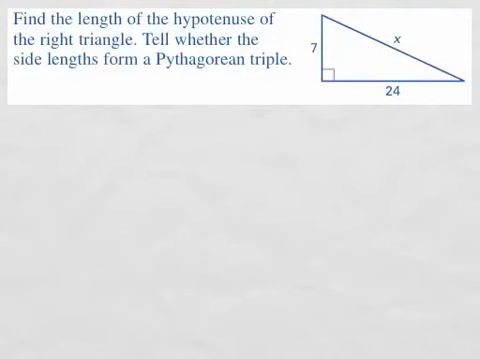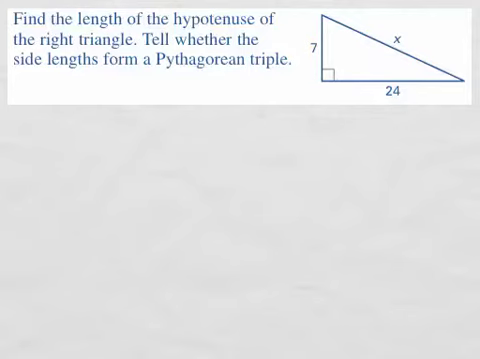This first example says, find the length of the hypotenuse of the right triangle. Tell whether the side lengths form a Pythagorean triple. Notice in this example, 7 and 24 would be my a and my b, and it does not matter which one is a and which one is b. You can put them in any order into the Pythagorean theorem. And then x would be the hypotenuse because it's the side that is opposite my right angle.